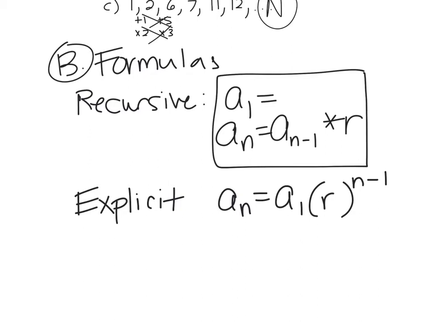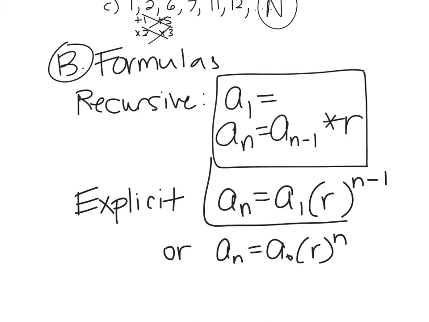And that's it. Now, there is a side one that's not used as much, but if you want to know it, it's a sub n equals a sub 0 times r to the n. But this is the one that I use most of the time, probably all the time. So you don't really need that one, but some people like it.